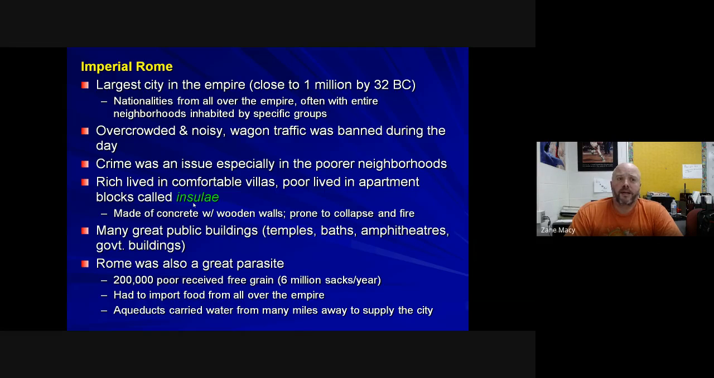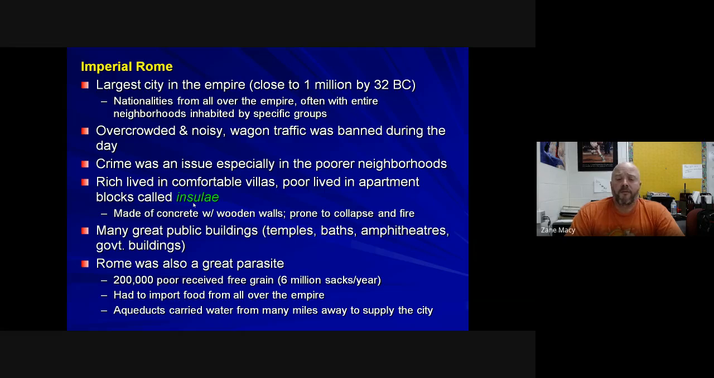Since the buildings had wooden interiors, wooden support structures, over time that wood dries out, and you have a situation where, one mishap with fire and it all goes up in flames.